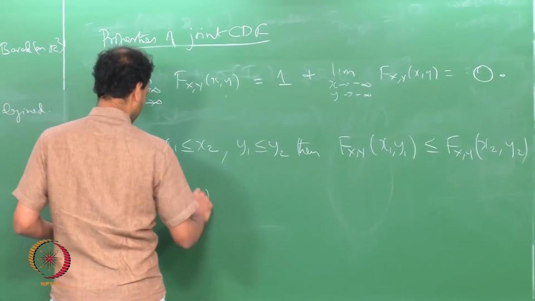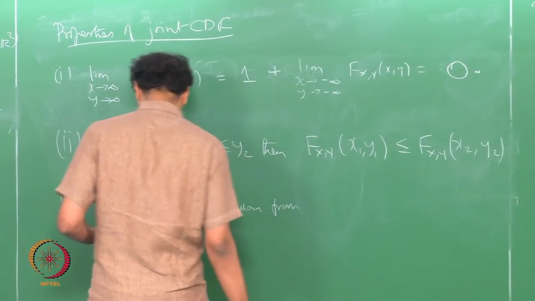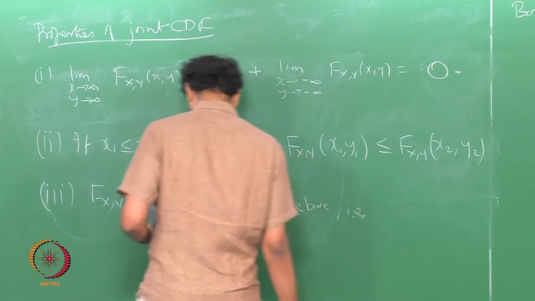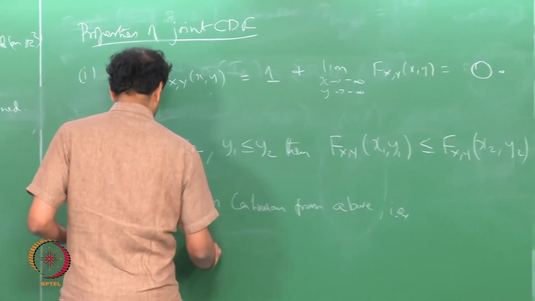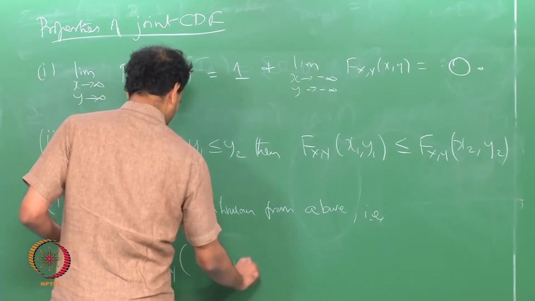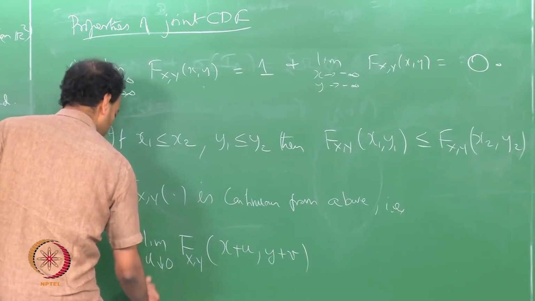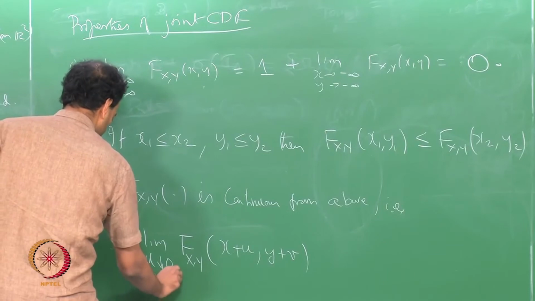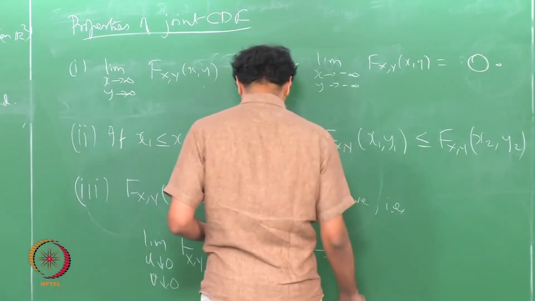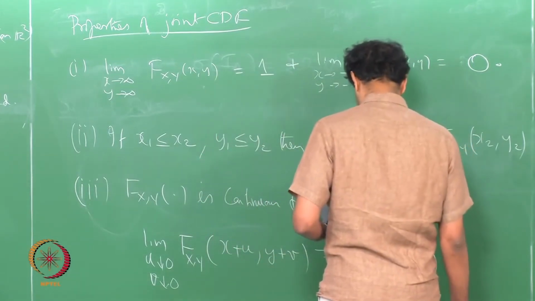F_XY is continuous from above, i.e., F_XY of x plus u, y plus v, where the limit u going down to 0 and v going down to 0, is equal to F_XY of x, y for all x, y.